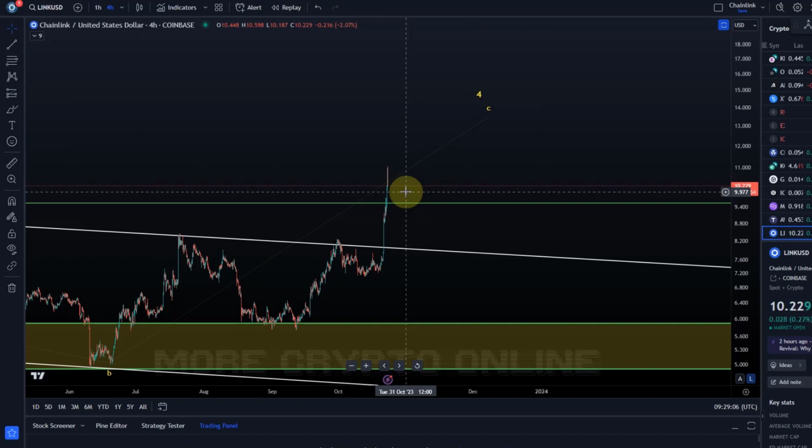But besides, you've got the levels to watch, you've got the support levels to watch. So it's getting more exciting in the crypto world. Let's see how high Link can push.